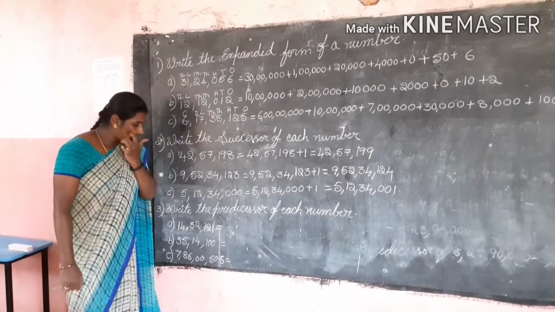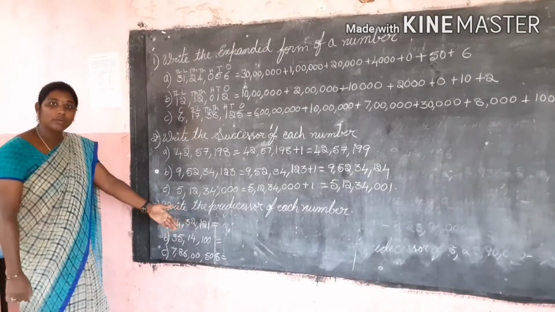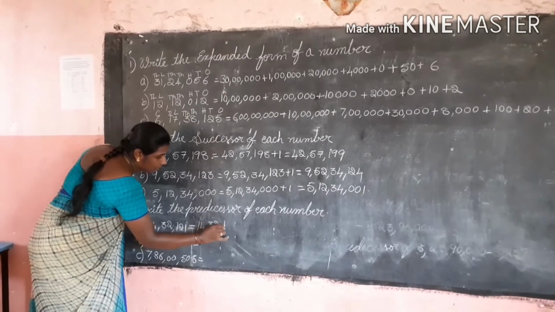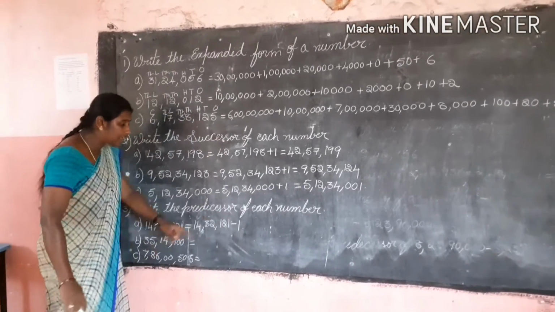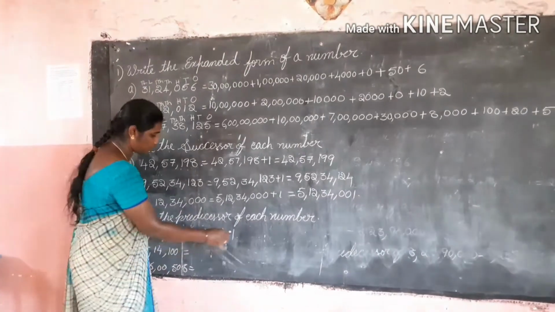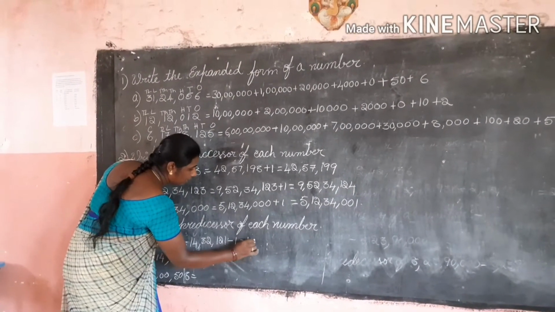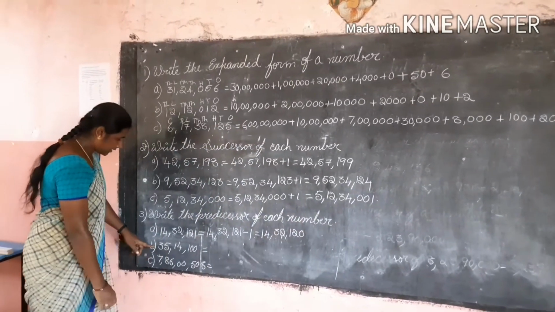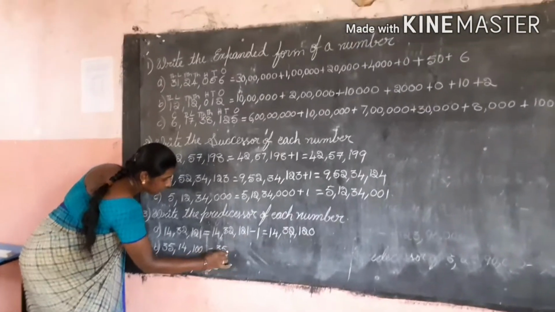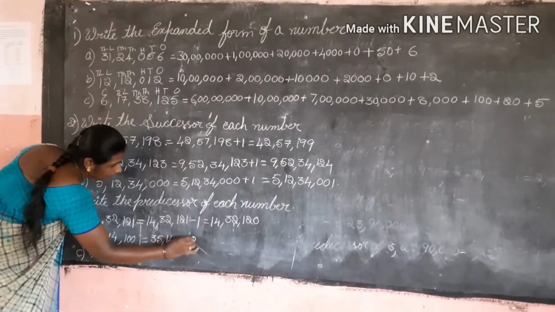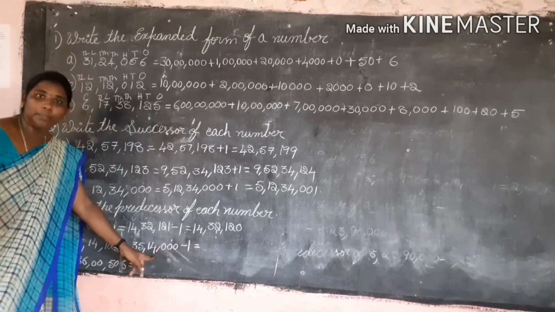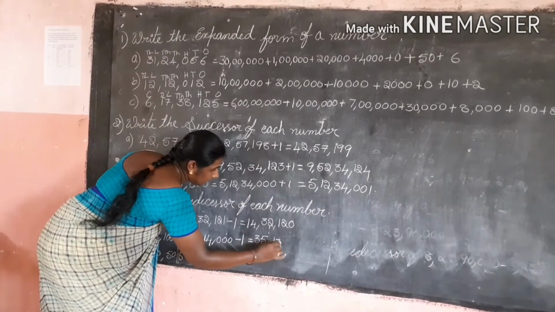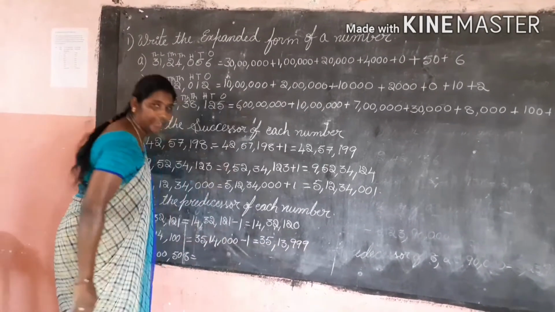Next question. What is the predecessor of the number? Predecessor means we have to write the number before. That means we have to subtract 1 from the given number. 14,32,121 minus 1. We have to subtract this 1 from the ones place digit 1. Now 1 minus 1 is 0. 14,32,120. Next, 35,14,000 minus 1. Here for 0 we have to borrow from the preceding digits. We will get the answer 35,13,999.